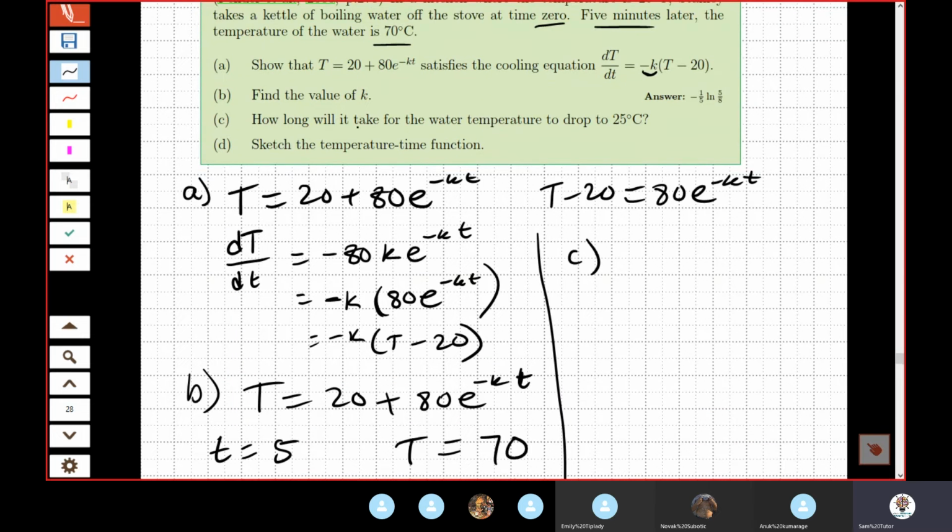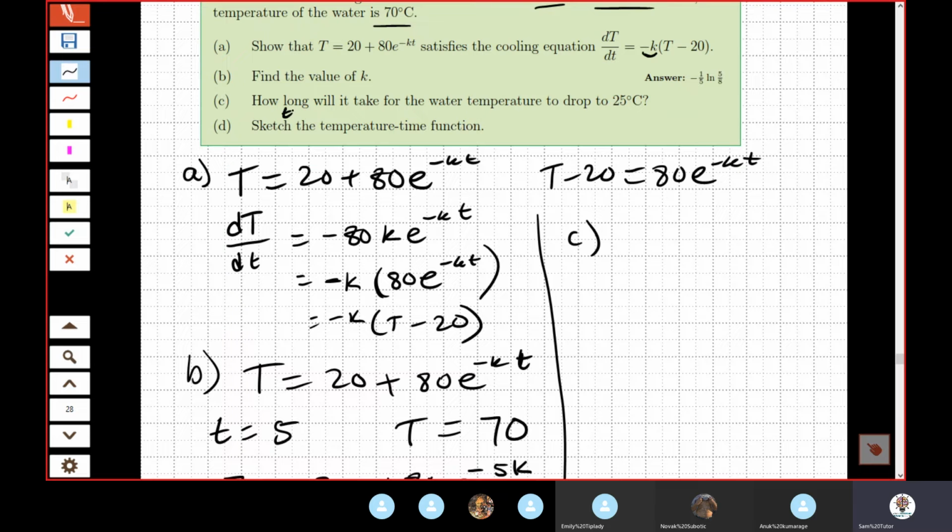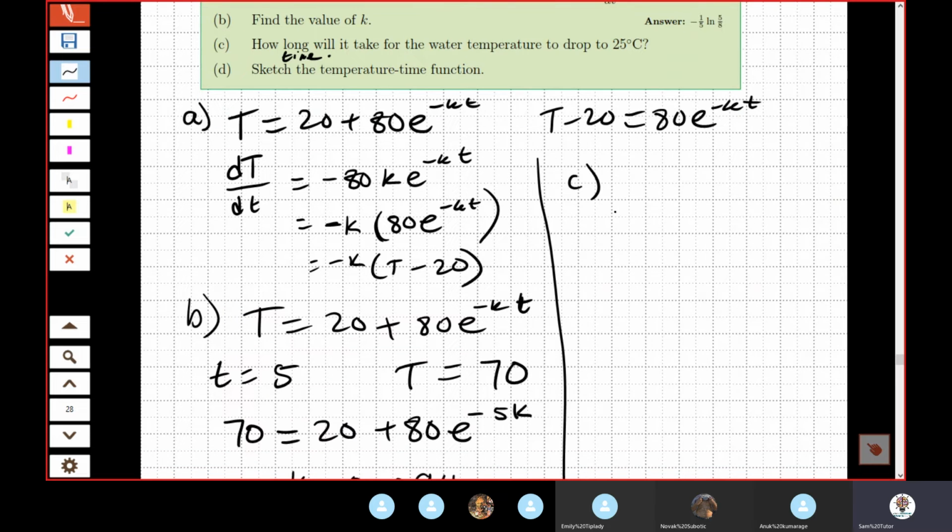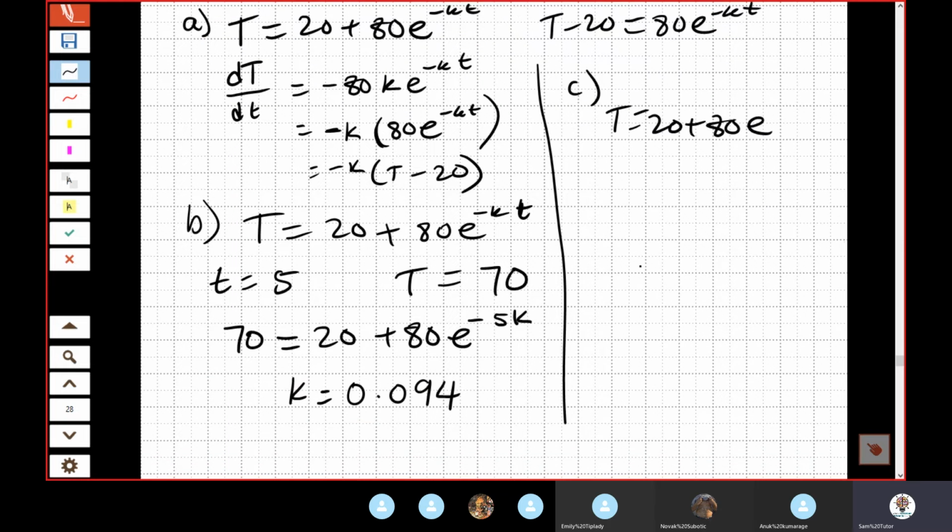How long will it take for the water temperature to drop to 25 degrees? Again, you're trying to find time. So the formula is T equals 20 plus 80e to the negative 0.094t. But again, don't forget, we don't use the rounded value. Keep it exact. Shift, store, A.